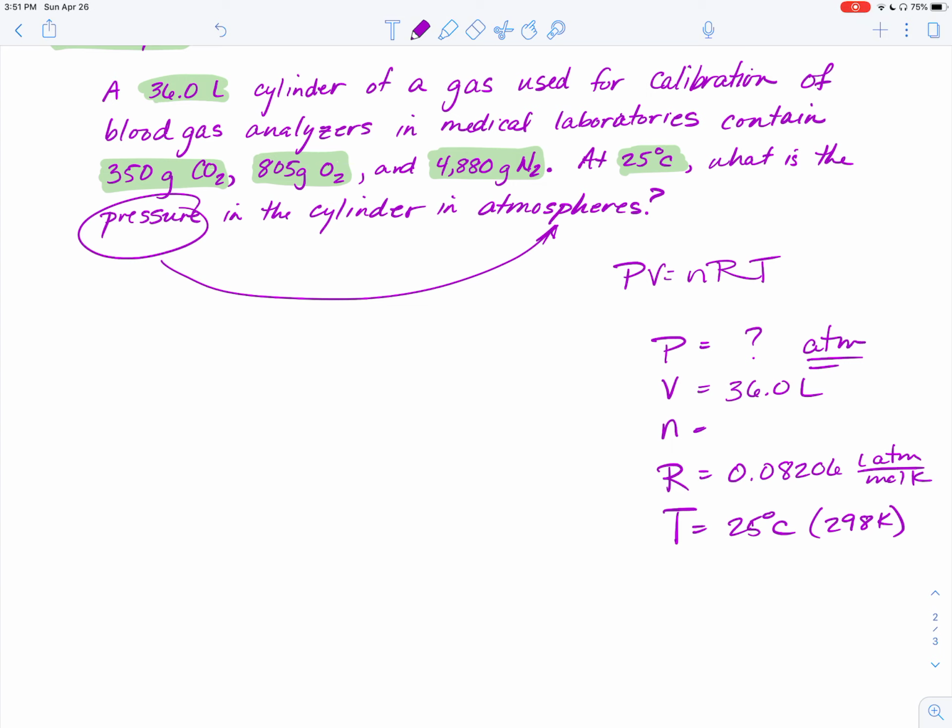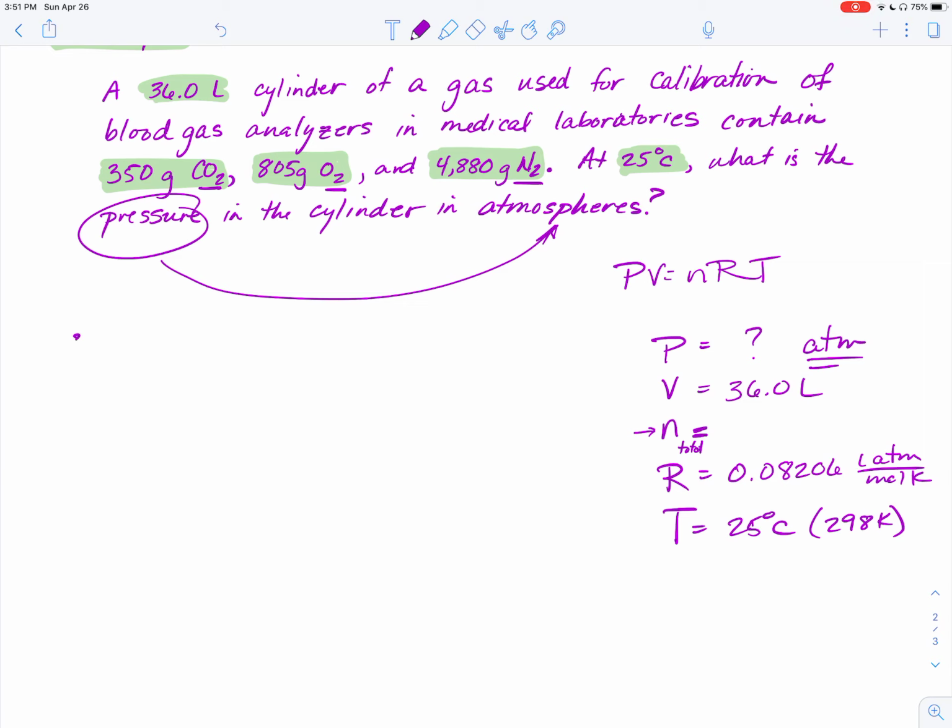And what about our moles? We weren't given anything specifically in the value of moles, but we were given mass and the formula of each one of those. And it turns out we will be able to calculate the moles. So we could calculate the moles of CO2, moles of O2, and moles of N2. But what this number needs to be is total moles. So this needs to be total.